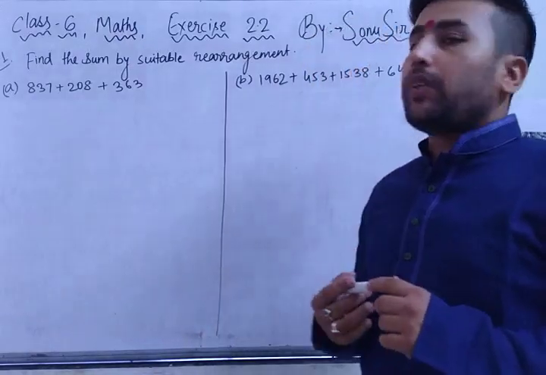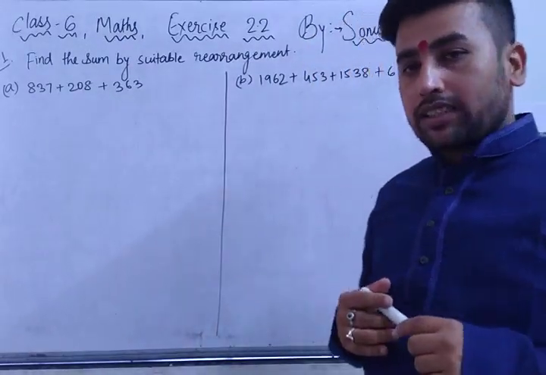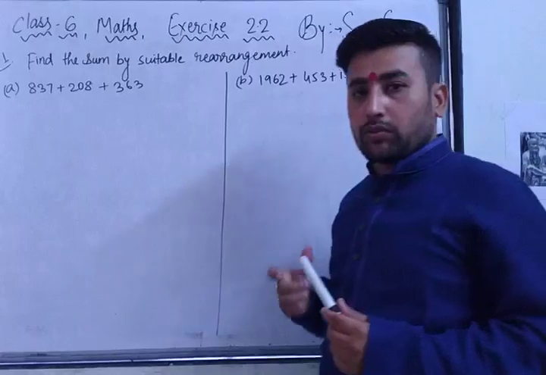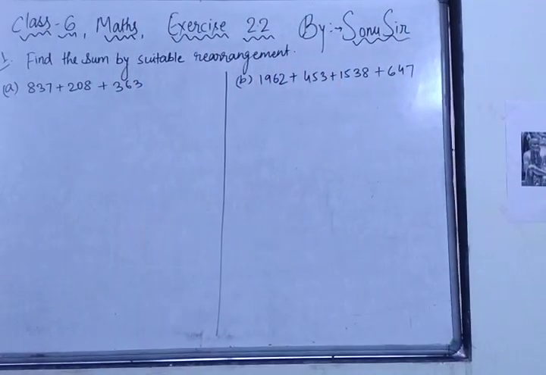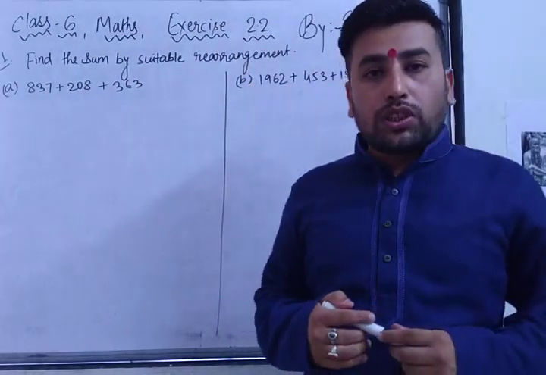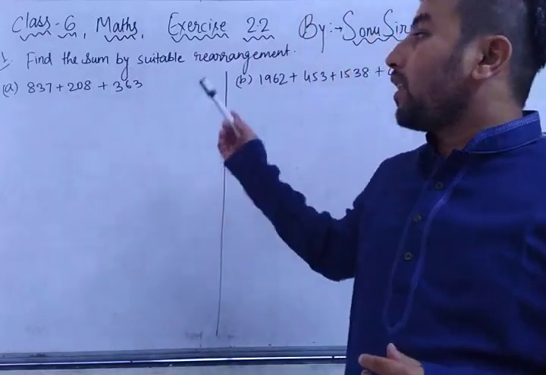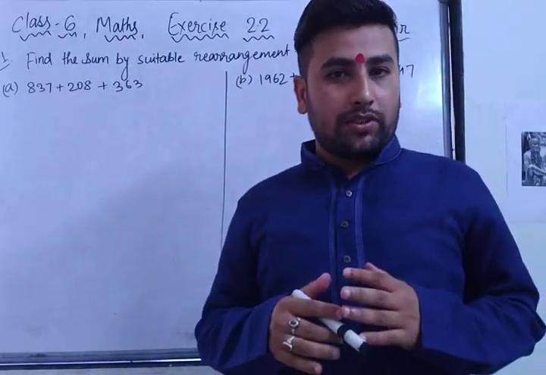So here we are going to discuss class 6 maths exercise 2.2. You can write this question in your notebook. I hope all of you have written this question. What this question wants to say is: find the sum by suitable rearrangement.